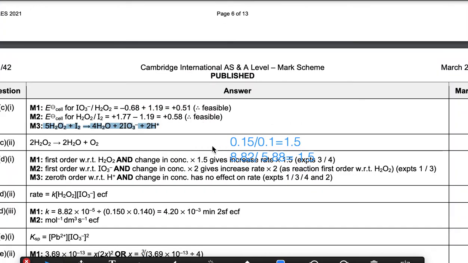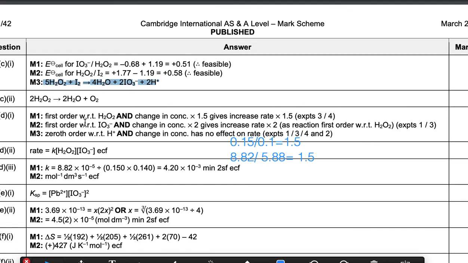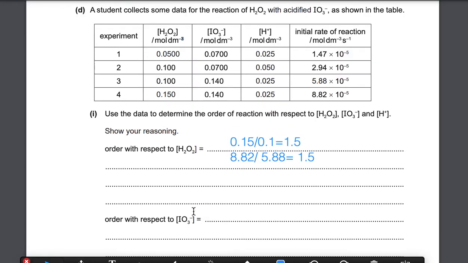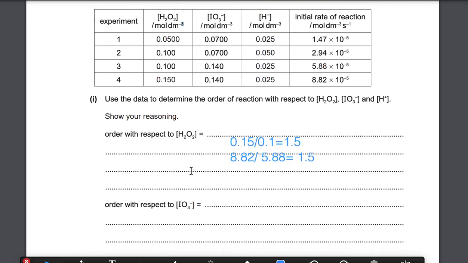Let's look at the marking scheme. Okay, so first order with respect to H2O2, and a change in concentration of 1.5 gives a 1.5 times increase in rate. So that's what I told you, right? Coming on to IO3 minus. We check in which the IO3's concentration is changing but the rest two are remaining the same. So 0.07 and 0.14, it's changing. What about this one and this one? 0.05. Okay, so all of these are changing.